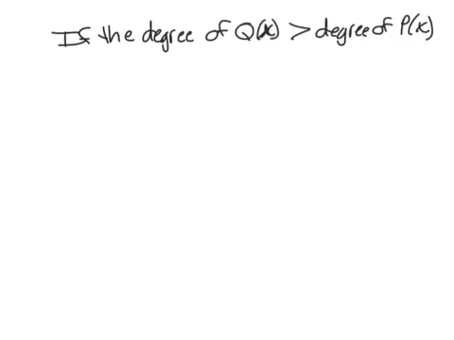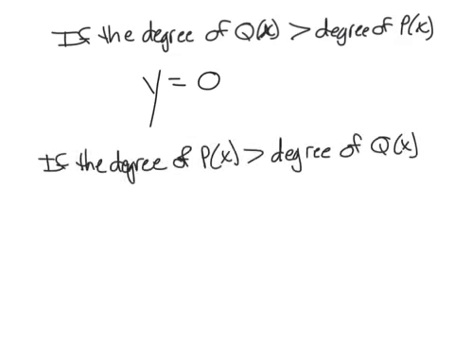The second case is if the denominator has a higher degree than the numerator. That means the value in the denominator is going to get larger and larger, which means you have a situation where you have like 1 over 1,000 or 1 over 1,000,000. Well, a fraction whose denominator is much greater than the numerator basically approaches a value of 0. So in that case, if the degree of the denominator is greater than the degree of the numerator, my horizontal asymptote is going to be the x-axis. y is equal to 0.